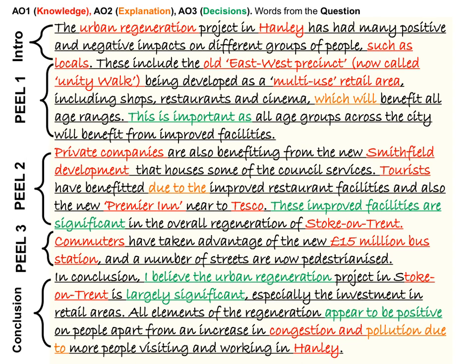So the urban regeneration project in Hanley has had many positive impacts and negative impacts upon different groups of people, such as locals. These include the old east-west precinct, which is now called Unity Walk. That's been developed in a multi-use retail area, including shops, restaurants and a cinema. That's going to benefit all age ranges. This is important as all age ranges across the city will benefit from the improved facilities. You can include that, you could talk about the hive in that area as well if you wanted to.